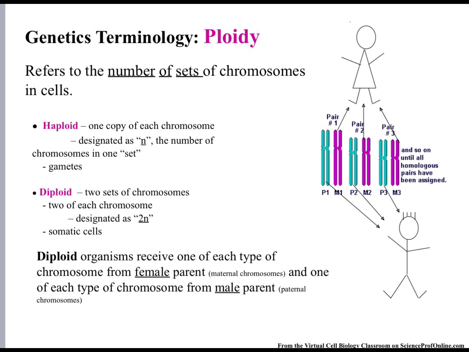Next is genetics terminology. Ploidy refers to the number of sets of chromosomes in a cell. We have haploid, or one copy of each chromosome, designated as N, the number of chromosomes in one set, found in gametes. Diploid means two sets of chromosomes, two of each chromosome, designated 2N, in somatic cells. The diploid organism receives one of each type of chromosome from the female parent, or maternal chromosomes, and one of each type from the male parent, or paternal chromosomes.